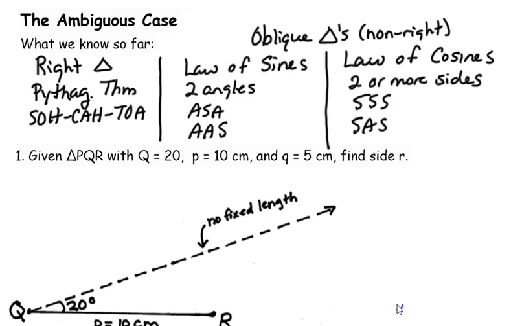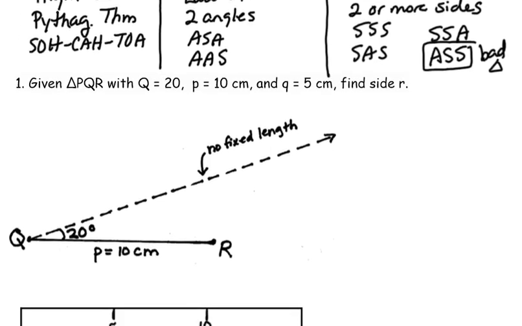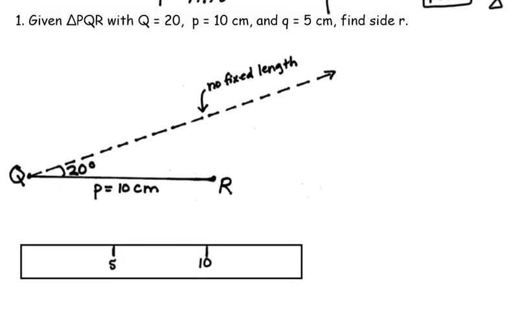Now it turns out there's one other situation where we use law of cosines, and that is side, side, angle. Or you could write it angle, side, side, and that might be a way to think about it, because this is the bad triangle. This is the one that is going to cause you extra work and extra problems. So let's look at the first example of this.